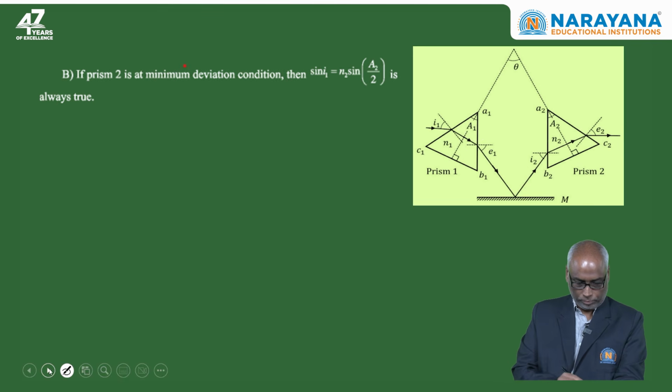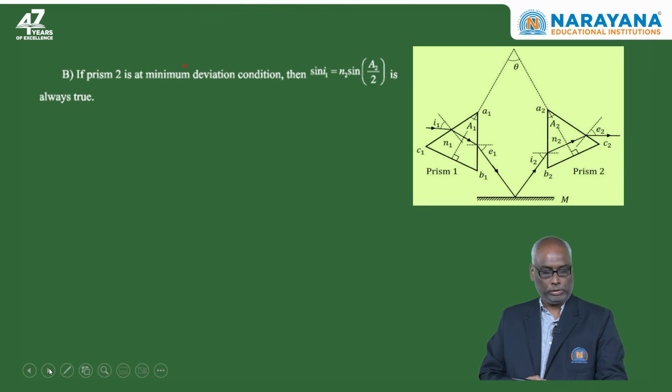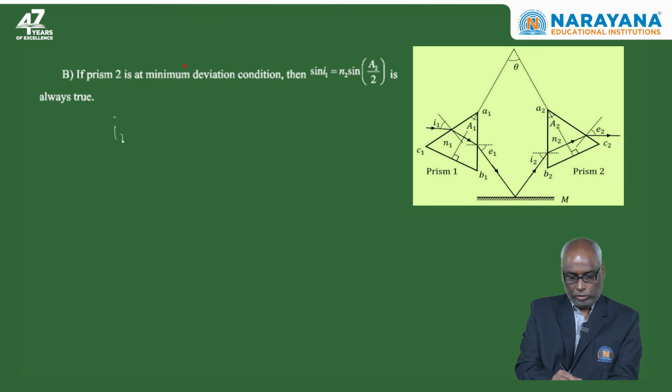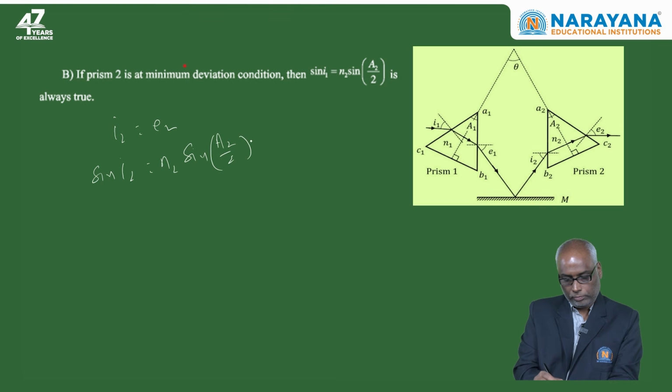Let us see the second option. If prism 2 is at minimum deviation condition, then sin I1 equals N2 sin A2 by 2 is always true. So, here only the second prism is in minimum deviation condition. When the second prism is in minimum deviation condition, we can say I2 will be equal to E2. And next, from this equation, sin I2 should be equal to N2 into sin A2 divided by 2. This is the first equation.